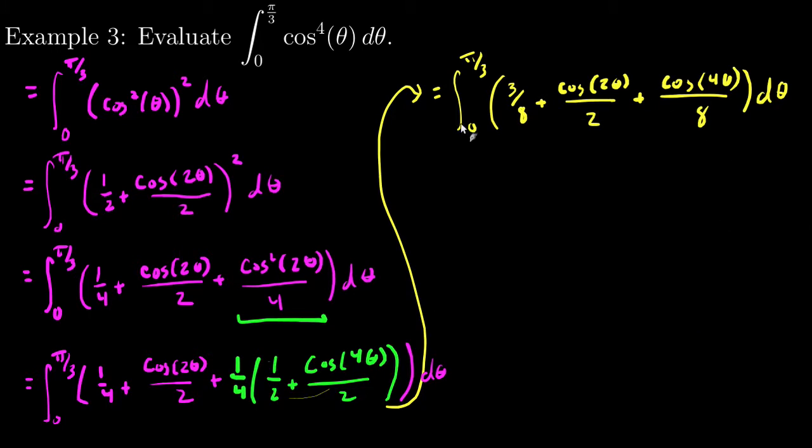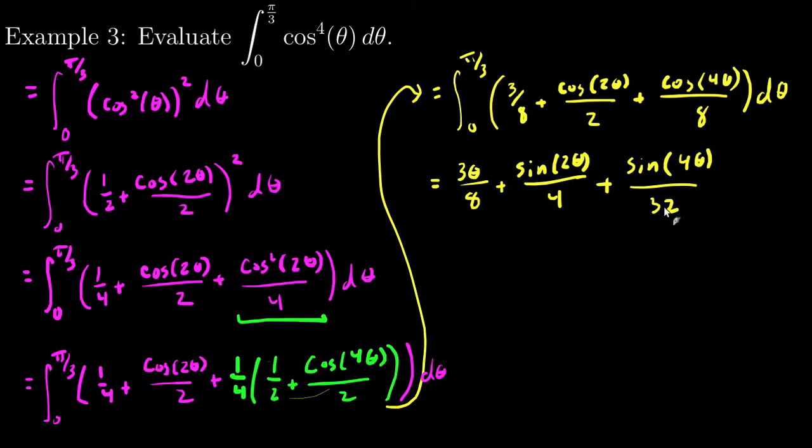Okay, and now I can take the antiderivative. So that's going to equal 3 theta over 8 plus the antiderivative of cosine 2 theta over 2 is sine of 2 theta. I divide by 2, so I get over 4. Plus the antiderivative of cosine of 4 theta over 8 is sine of 4 theta. I divide by the 4, so I get over 32. And since this is a definite integral, I evaluate from 0 to pi over 3. And it's actually not too bad.